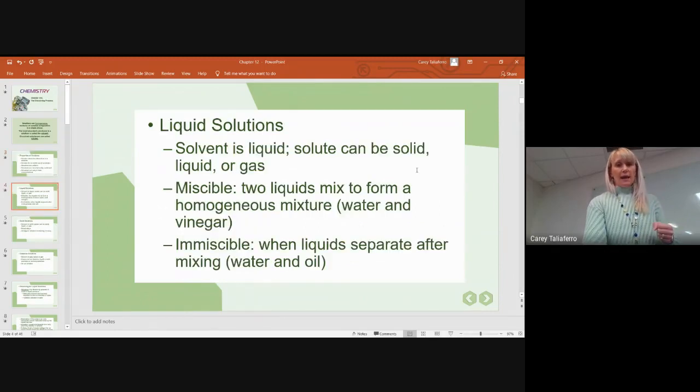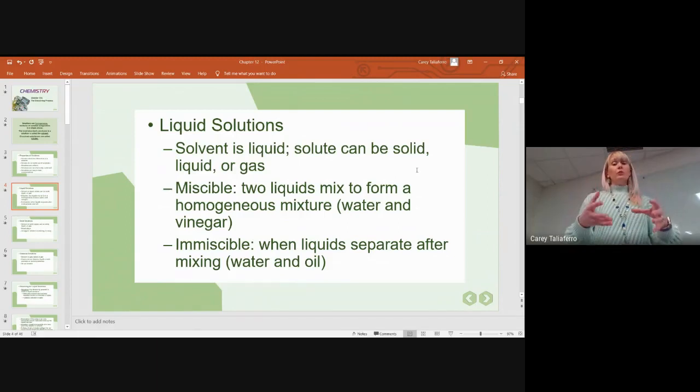All right, now there are different types of solutions. We're going to start talking about liquid solutions, where the solvent is a liquid. And remember, the solvent is what you have the most of. That's what does the dissolving.